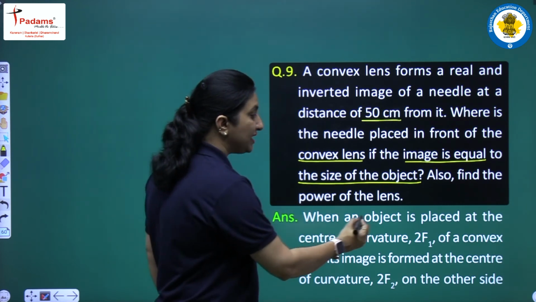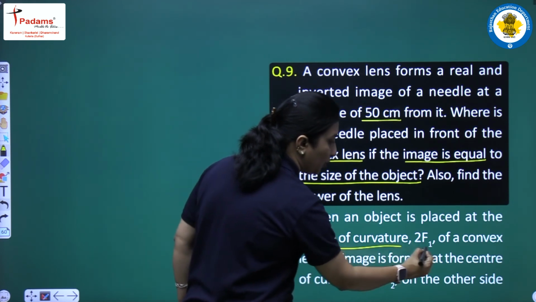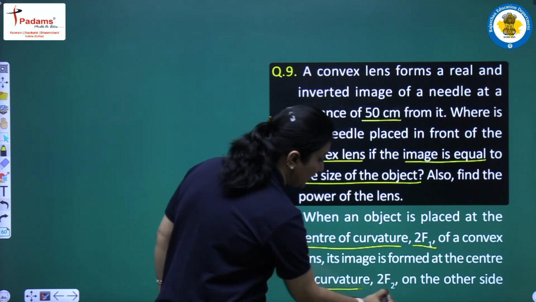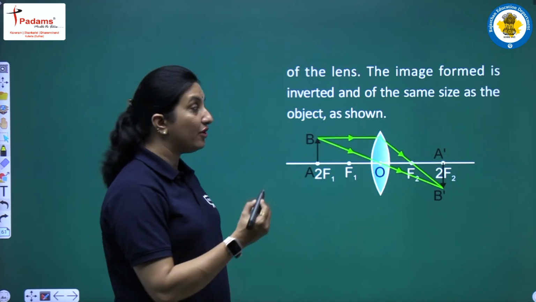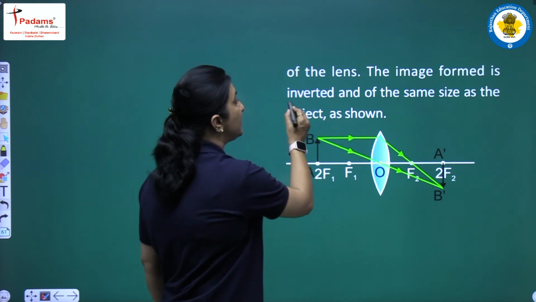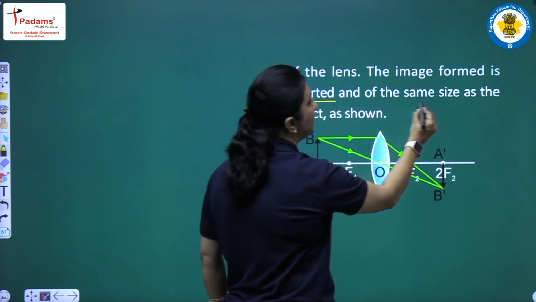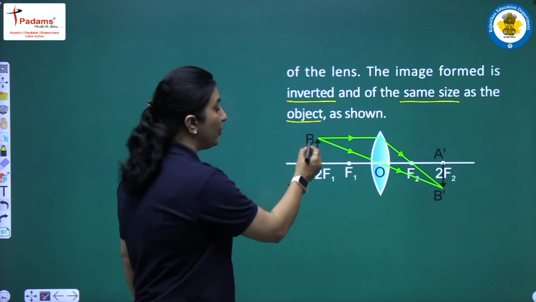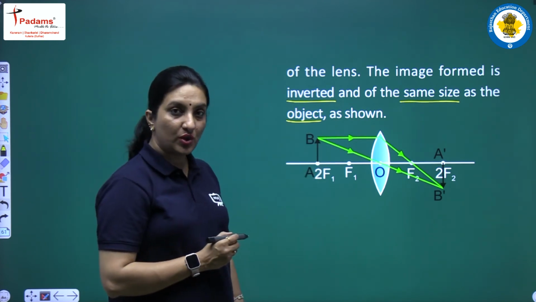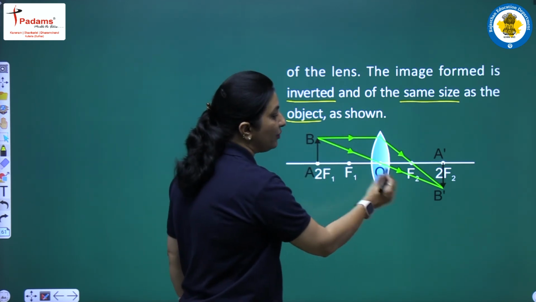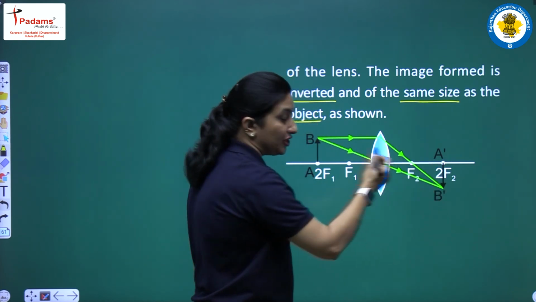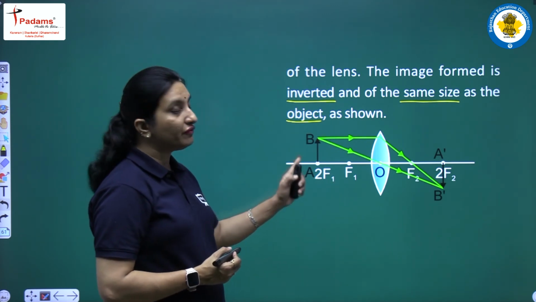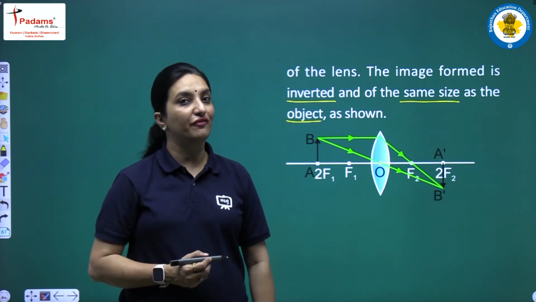So when an object is placed at the center of curvature 2F1 of a convex lens, its image is formed at the center of curvature 2F2 on the other side of the lens. The image formed is real, inverted and of the same size as the object, and this is shown in this figure, that when the object AB is kept at 2F1, we take 2 rays of light and we see that the image is formed at 2F2. A'B' is the image, and what we see here is that the size of the object is equal to the size of the image.